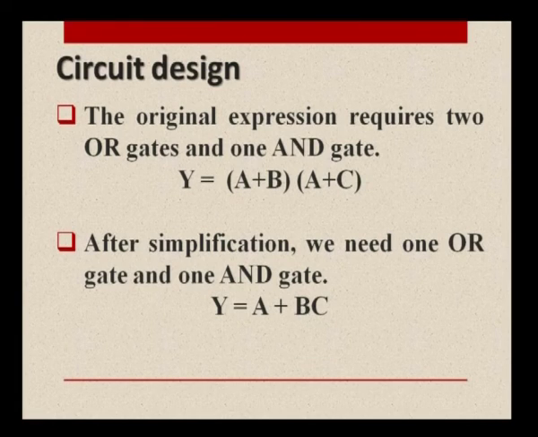So, finally, we come to the conclusion that when logical expressions are given, we should try to simplify to the last stage, the simplest expression, and then implement it into a circuit. Without simplifying the expression, we should never implement it into a circuit. We should bring it to the simplest form possible and then go for circuit design. This is the conclusion for the previous problem: the original expression requires 2 OR gates and 1 AND gate, and after simplification, we need 1 OR gate and 1 AND gate.